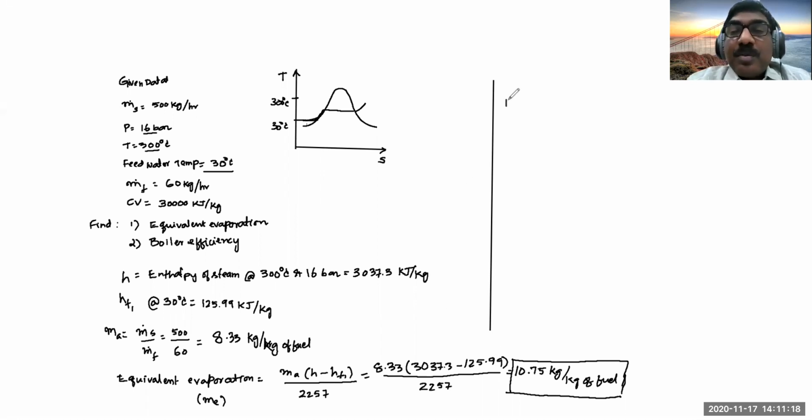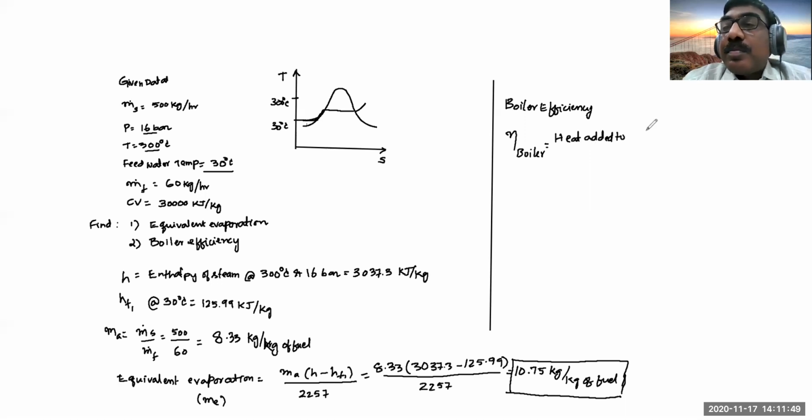Now the next one is the boiler efficiency. This is a very simple one. Boiler efficiency is the amount of heat added to the steam divided by heat supplied by fuel.